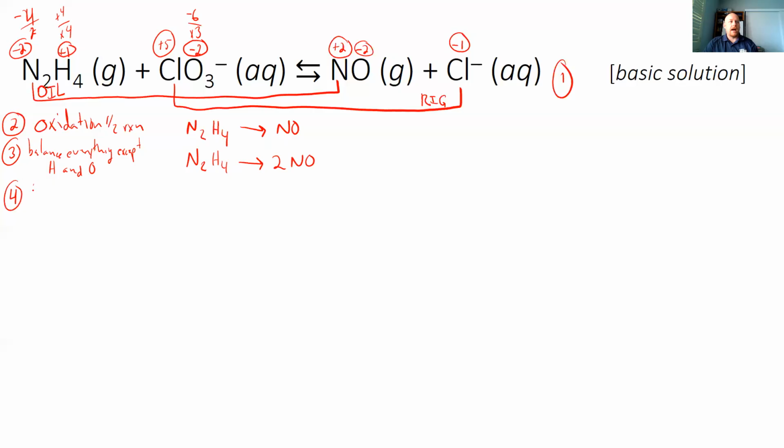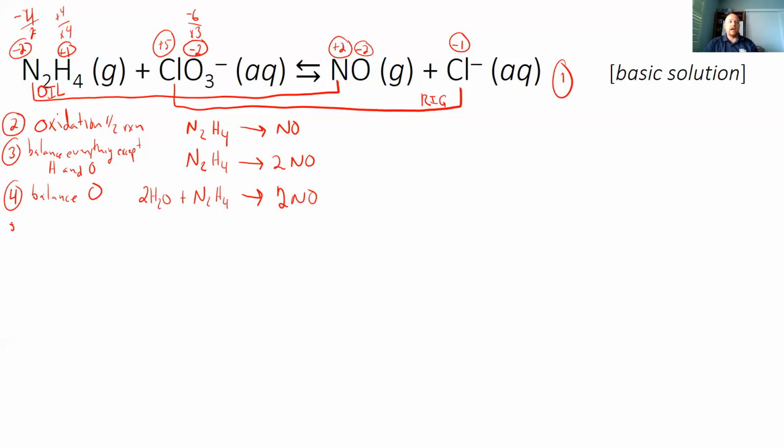Step 4, we're going to balance oxygen. And so we're going to do that by adding water to the side that needs oxygens. So over on the product side, we have 2 oxygens, but none on the reactant side, which means I need to add 2 waters to the reactant side in order to balance the oxygen.